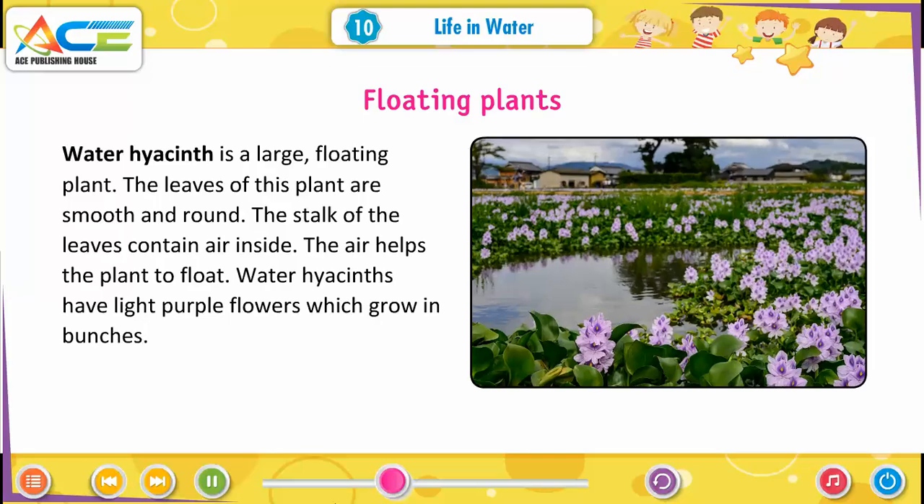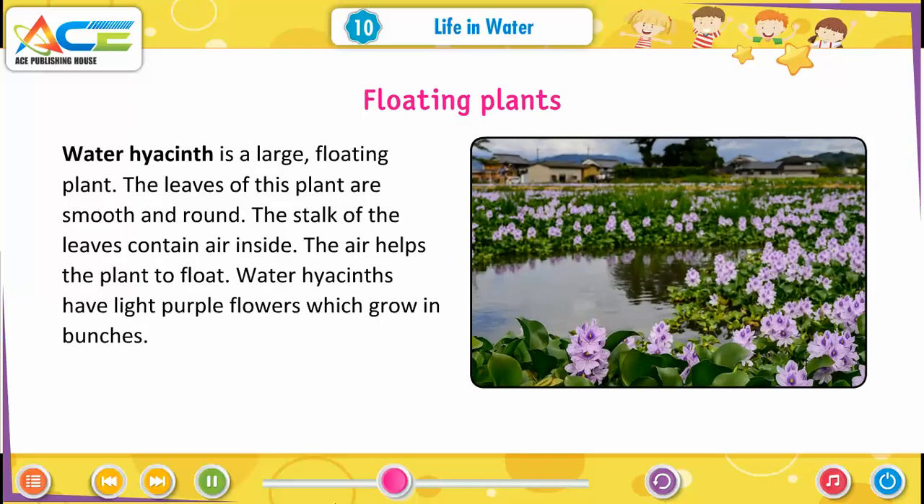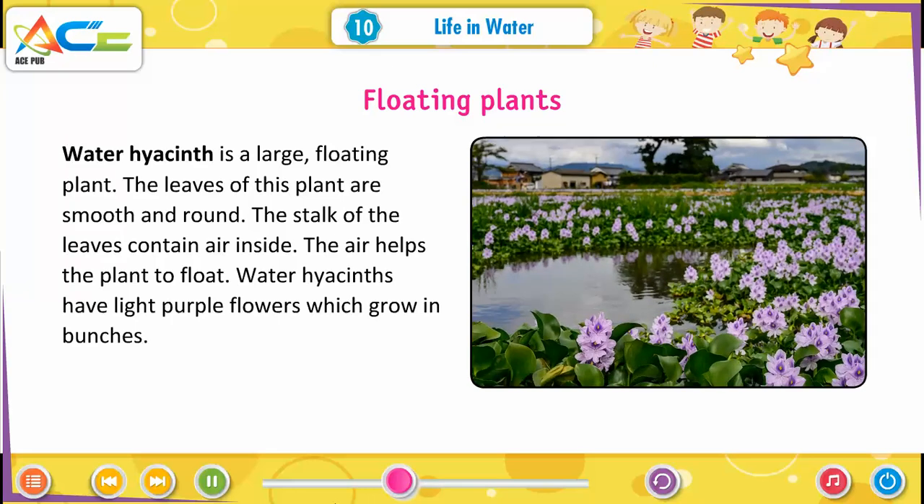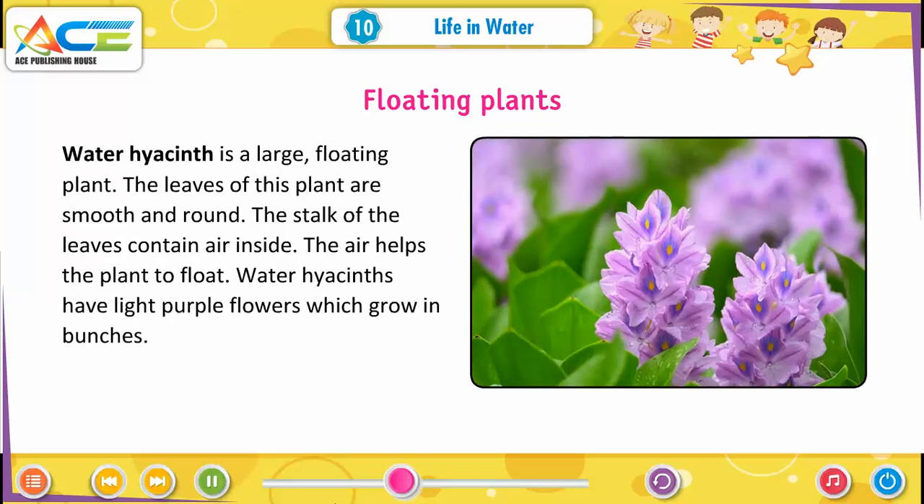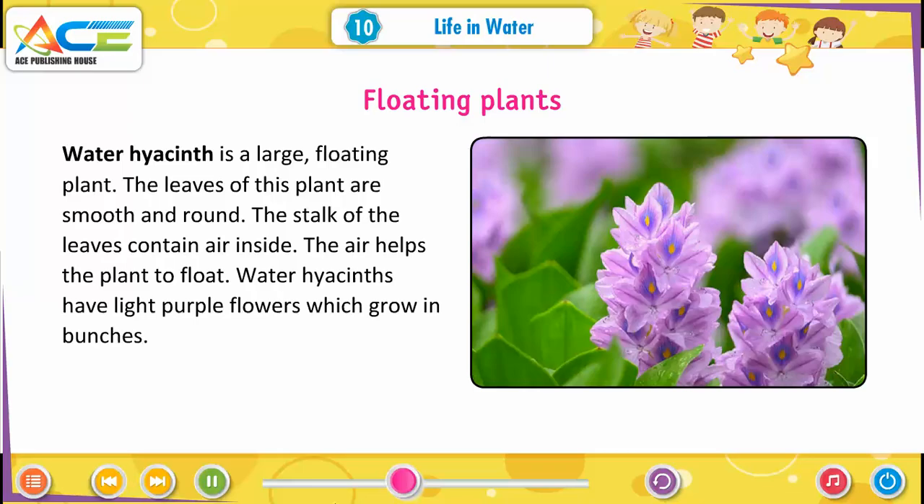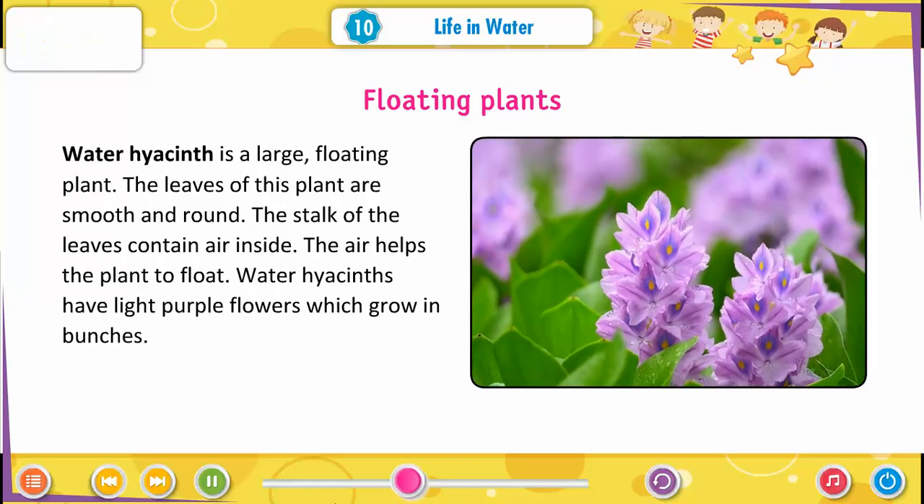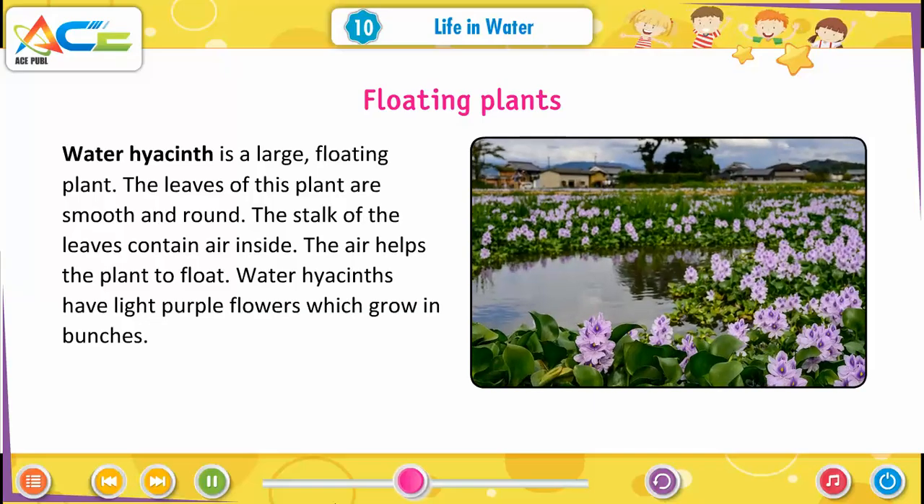Water hyacinth is a large floating plant. The leaves of this plant are smooth and round. The stalk of the leaves contains air inside. The air helps the plant to float. Water hyacinths have light purple flowers which grow in bunches.